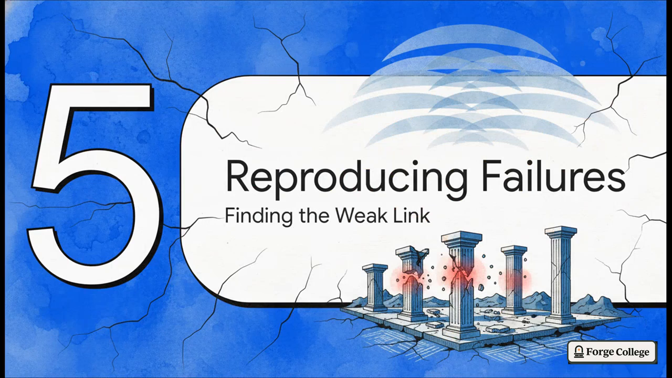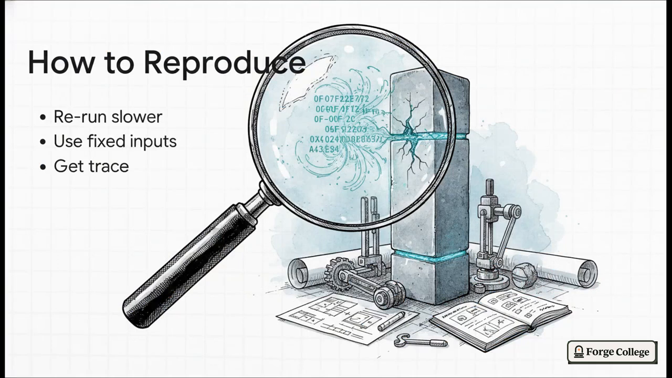Finally, section 5, reproducing the failures to find the weakling. When you do spot a failure in those metrics, and trust me, you will, you've got to put on your forensic engineer hat. You rerun the specific batch with deterministic inputs at a much slower cadence to capture the exact revert trace. You isolate that failing transaction, peek into the EVM's execution using your local node's tracing tools, and locate the exact failing opcode. You are literally zooming in on the microscopic crack in the concrete, capturing the revert message and documenting the exact steps so another engineer can reproduce your findings.